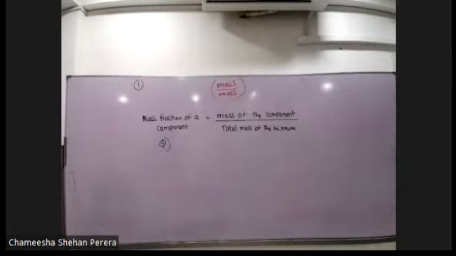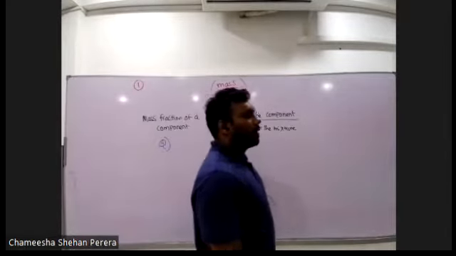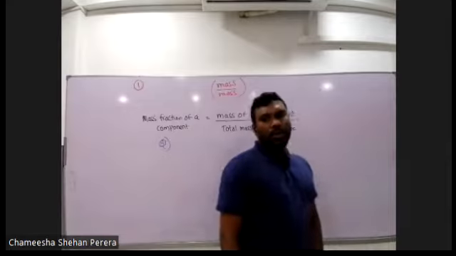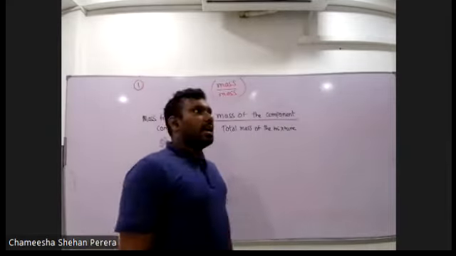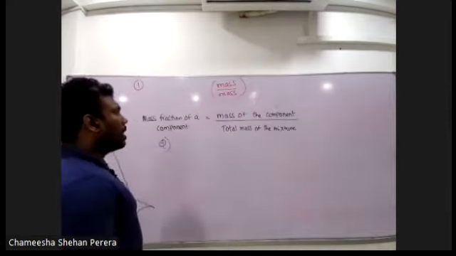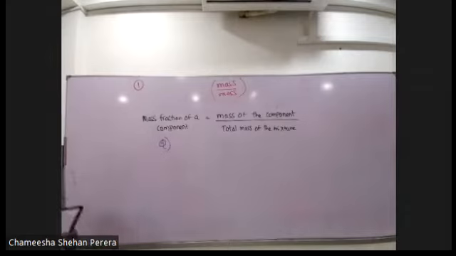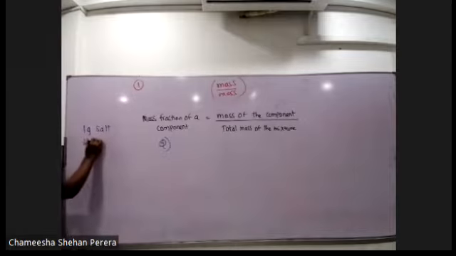1 gram of salt is mixed with 9 grams of sugar. Now this is the mixture, right?